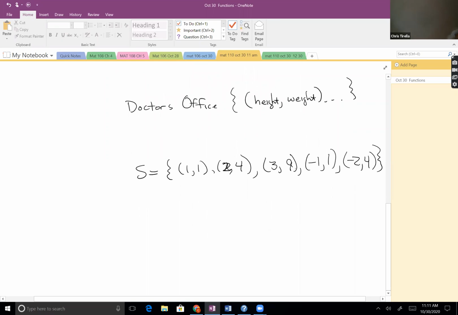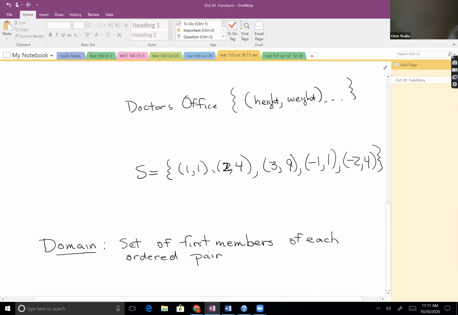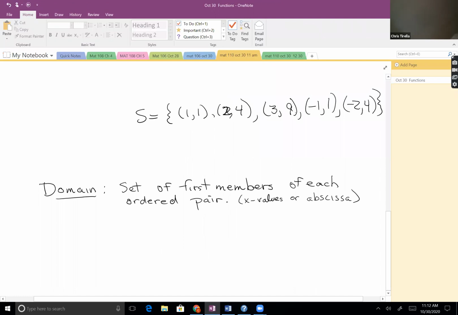When we talk about a relation, we talk about something called the domain. The domain is the set of first members of each ordered pair. Some people like to think of them as the x values or the abscissas. The domain is sometimes abbreviated with D.